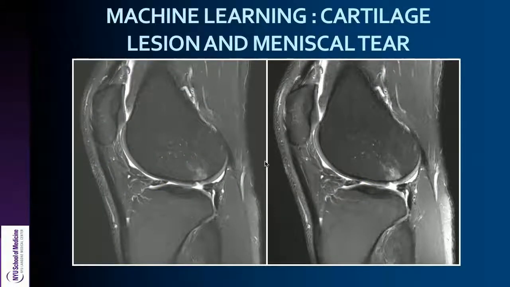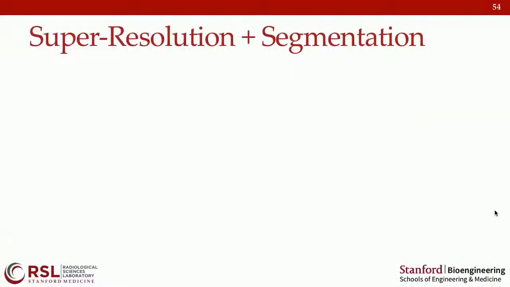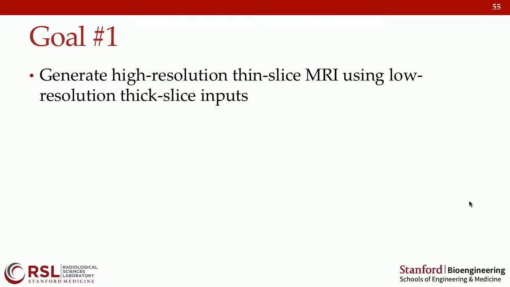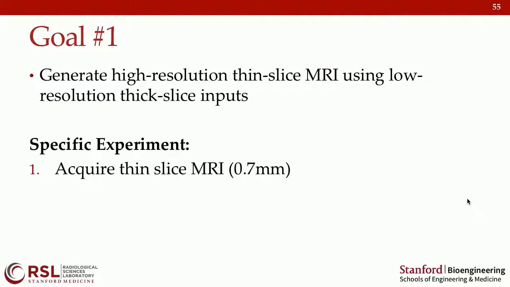And again, here a meniscal tear, conventional parallel imaging, machine learning reconstruction that allows us to do this acquisition much faster with very little loss in image quality. Now, two areas that have been looked at with machine learning are so-called super resolution and segmentation.